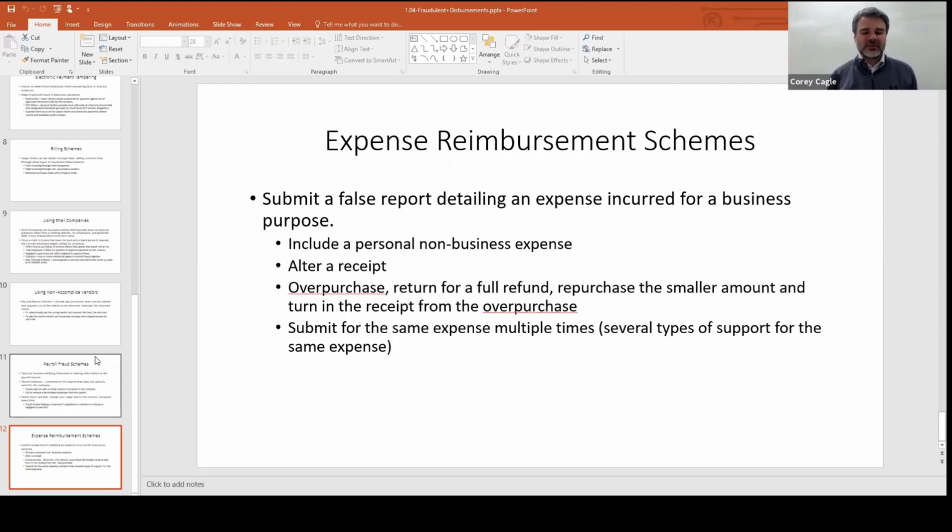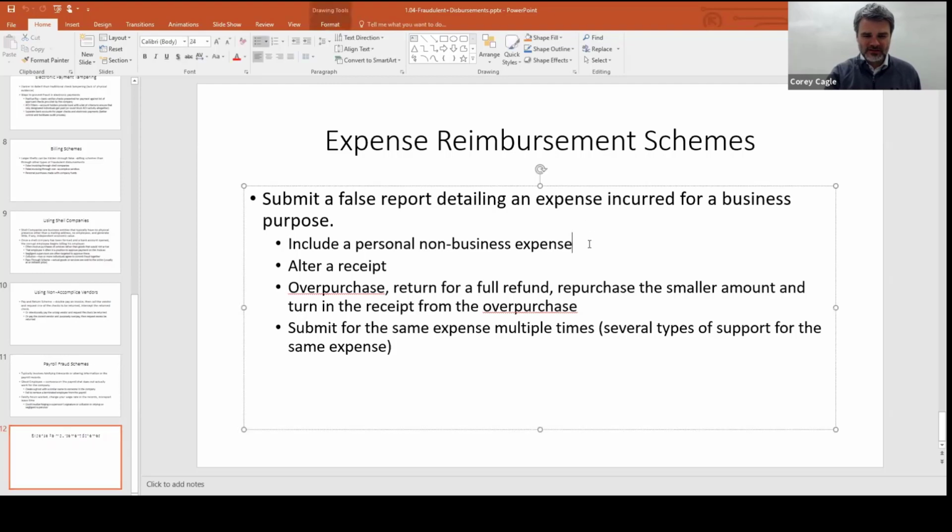And then submit the same expense several times with several types of support for the same one. Usually the test questions would be some example, and they'll say this is a type of what scheme, and the answer would be fictitious expense reimbursement or something like that. I probably should have put them in the slide, but there are terms for some of these things, like overstated expenses, fictitious expenses, multiple reimbursements. The terms are descriptive of what it is, so I guess that's why I didn't put it in there.